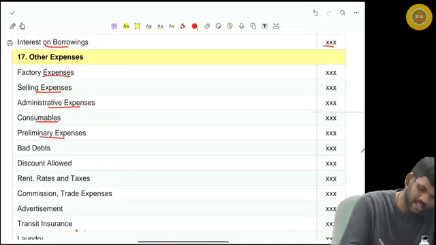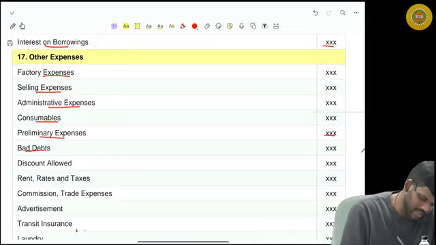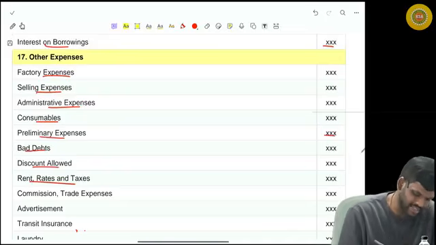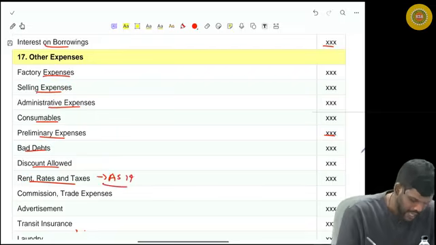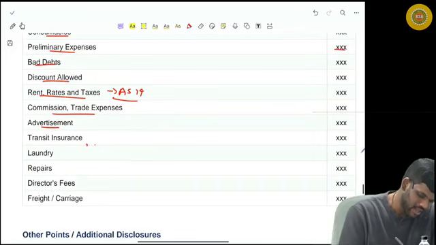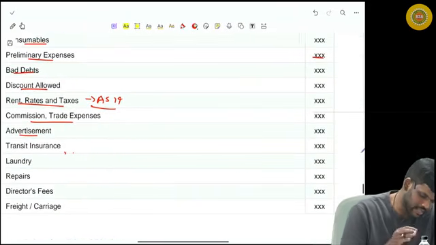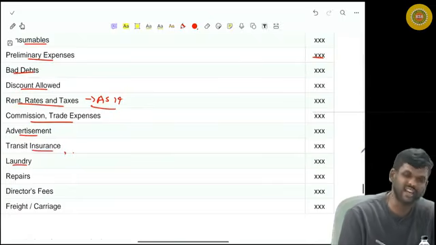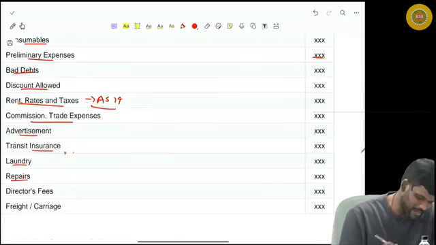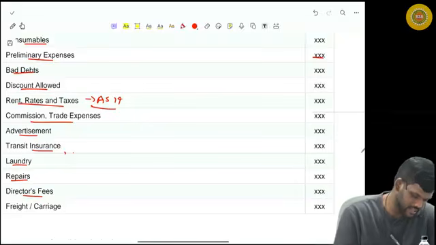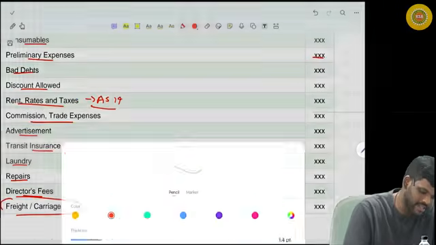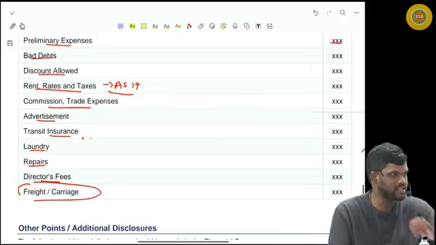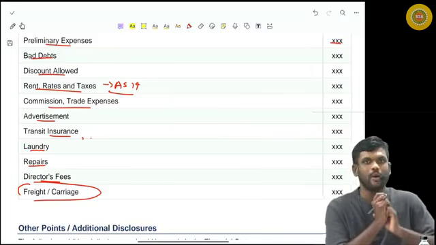And then preliminary expenses, any bad debts will come, discount allowed, rent, rates and taxes, whatever rent you pay will come here. AS-19 or operating lease rentals will come here. And then commission and trade expenses, advertisement charges, insurance charges, transit insurance charges, laundry cost. Any repairs, director fees, and any freight or carriage, that also will come under other expenses. So these all should come under other expenses. Ensure you go through this properly.